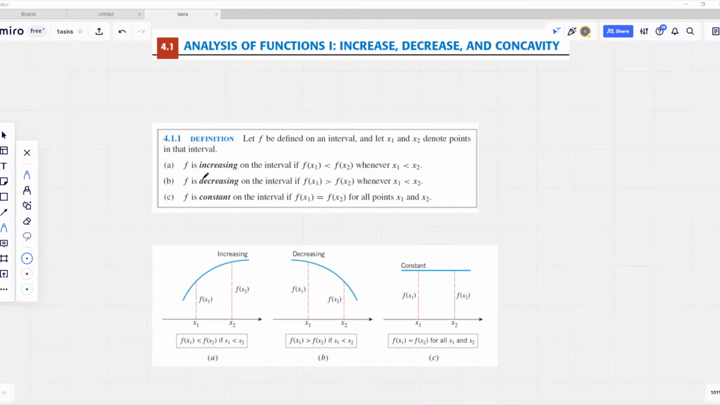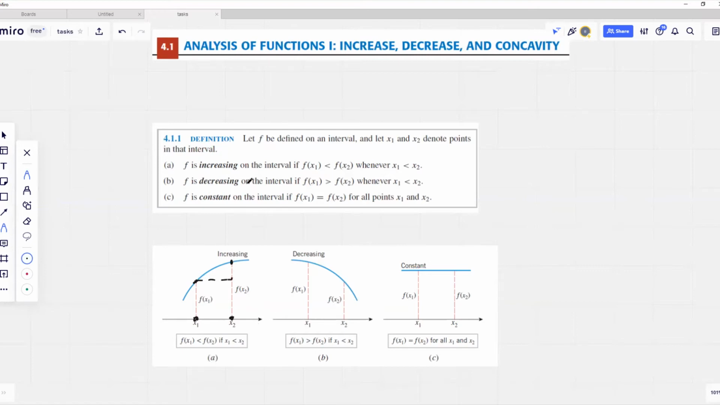Then f is increasing on that interval if the value of the function at point x1 is less than the value of the function at point x2 whenever x1 is less than x2. So here we can see on the graph an increasing function. If we pick two values, x1 and x2, on our input interval such that they are distinct points, and if x1 is less than x2 and our function is increasing, then the value at x1 is going to be less than the value at x2.